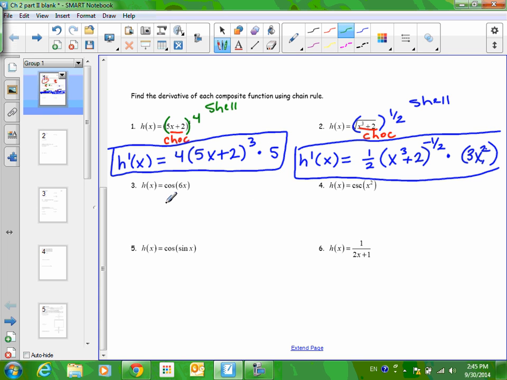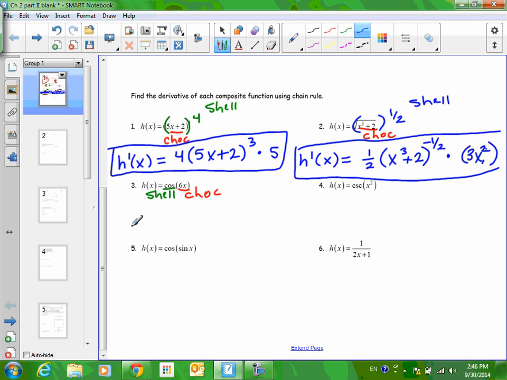So look at number 3. This is a trig problem. This is a problem you really need to know how to do. Which is the shell? The cosine or the 6x? What do you think? The cosine is going to be the shell, okay, the cosine. The chocolate tends to be in parentheses. It's the inside part.